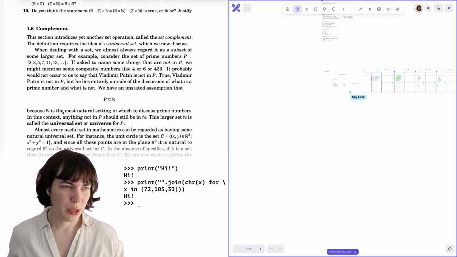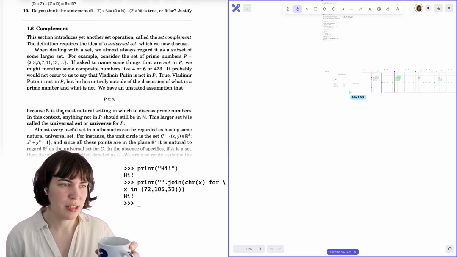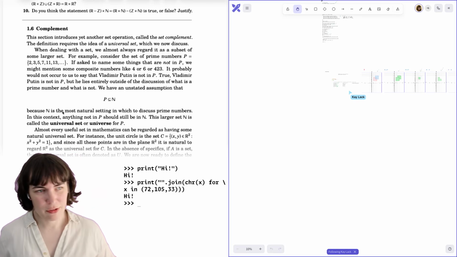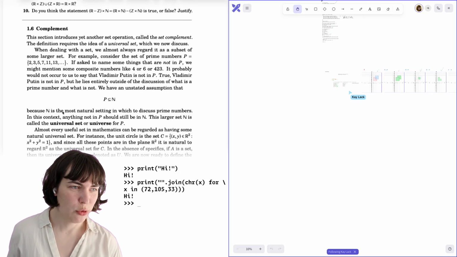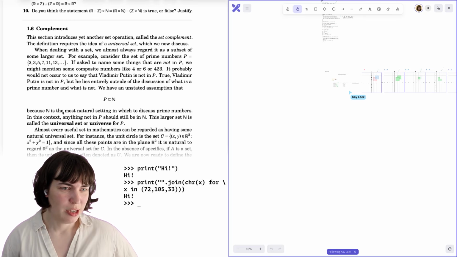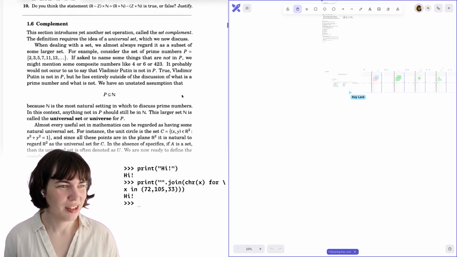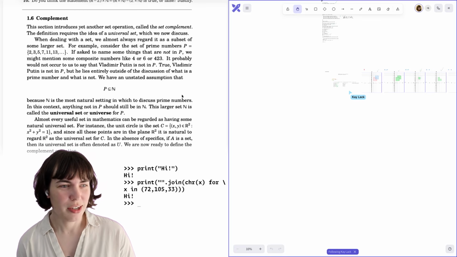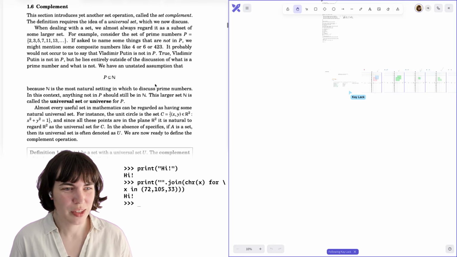When dealing with a set, we almost always regard it as a subset of some larger set. For example, consider the set of prime numbers. If asked to name some things that are not in P, we might mention some composite numbers like 4 or 6 or 423. It probably would not occur to us to say that Vladimir Putin is not in P. Getting a bit political here. True, Vladimir Putin is not in P, but he lies entirely outside of the discussion of what is a prime number. That is fair, actually.